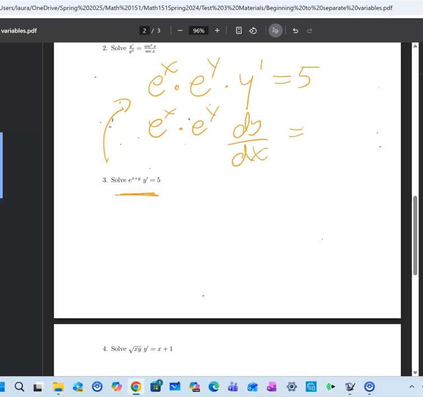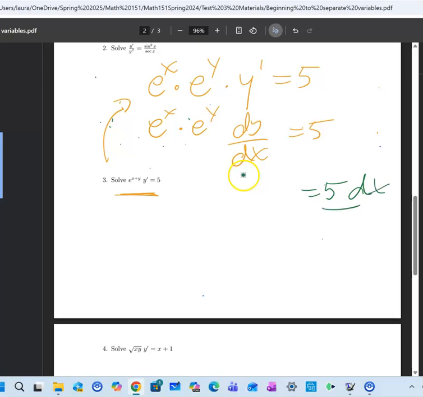So looking at this, I'm going to need to do some algebra before I can even start. I want you to know this is what you do when you have e to the x plus y. You break it up to e to the x times e to the y, y prime equals 5. Then I'm going to rewrite this dy as dy over dx. And remember, you want to separate the variables. So I'm going to multiply both sides by dx.